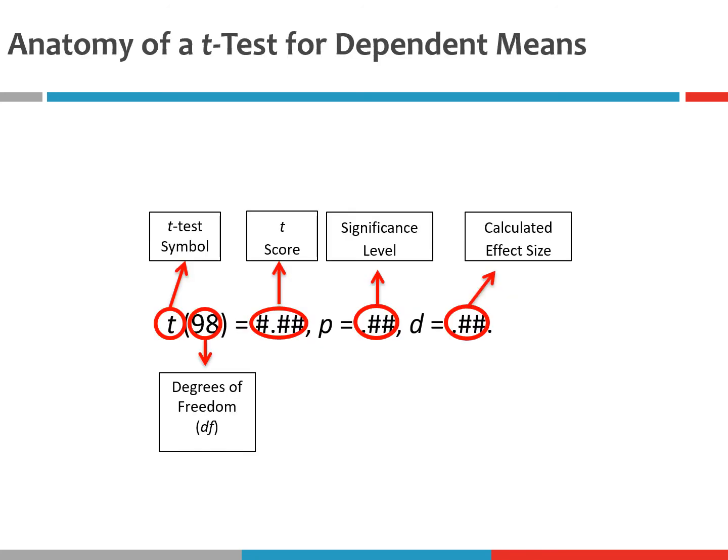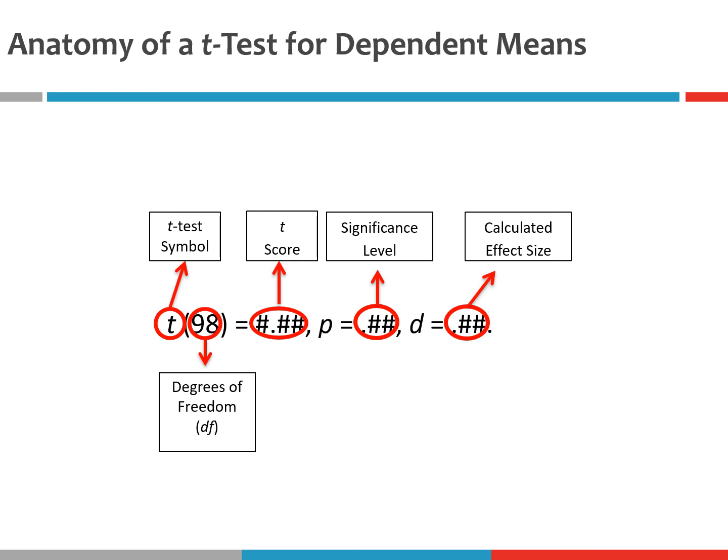And this is what the t-test looks like. You have t in lowercase, parentheses, your degrees of freedom, which is a little more complicated of a topic, but in the case of within subjects design, it's going to be n minus 1. So the number of participants minus 1, because you have the same participants in the 2 groups. So if the degrees of freedom is 98, that means you had 99 participants in your sample.